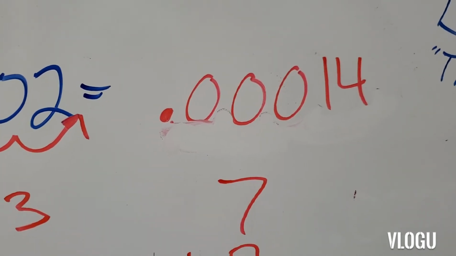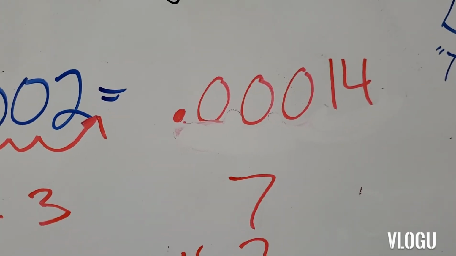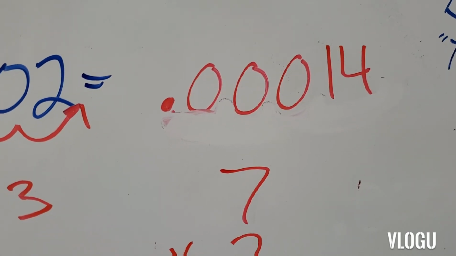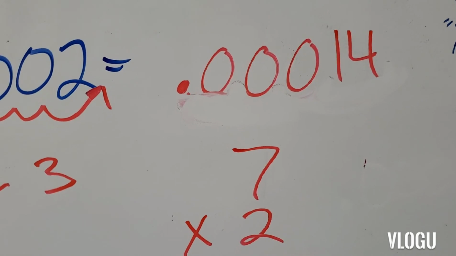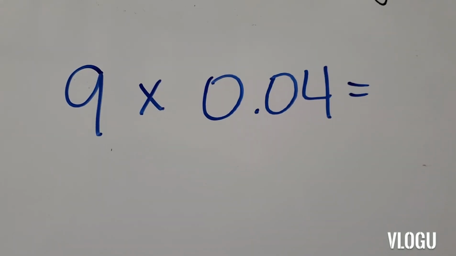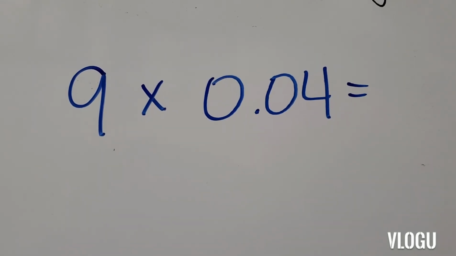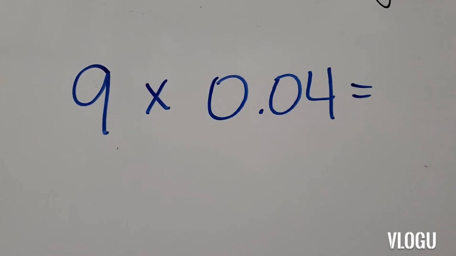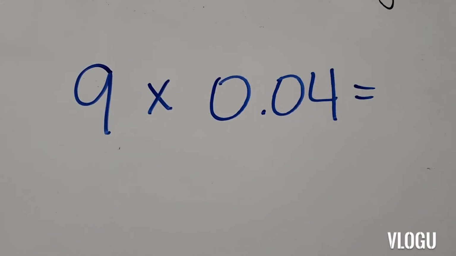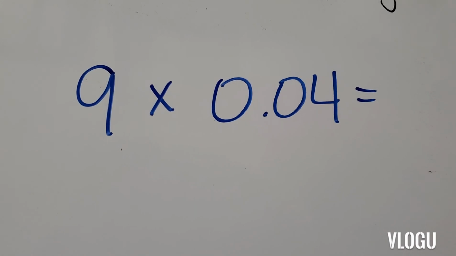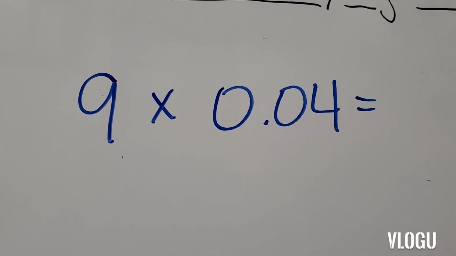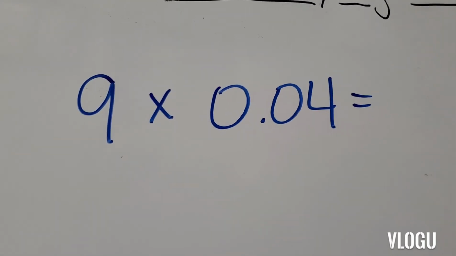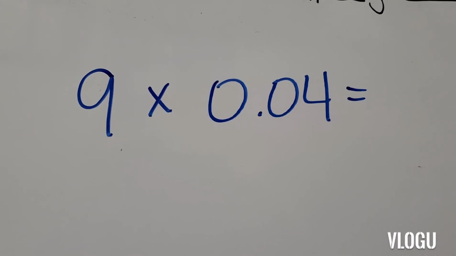How did you do? Did you get it right? If not, try to watch this part again, figure out what you did wrong, and you may try the next one on your own. Here's the next one. 9 times 4/100ths. It's written a little different. Use what you know and see if you can come up with the answer. Pause the video so you can work on the problem and unpause it when you're finished. Pause now.